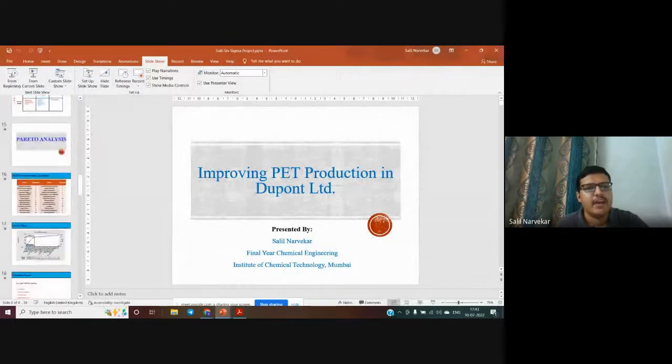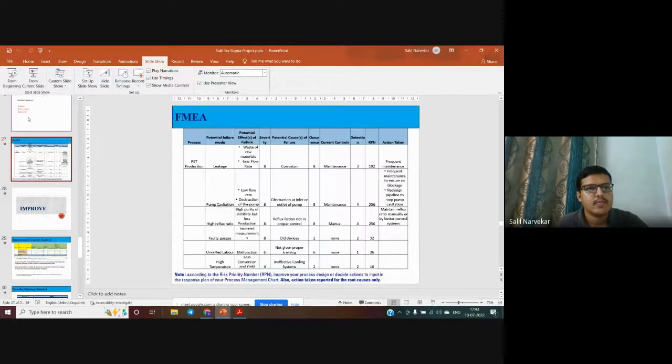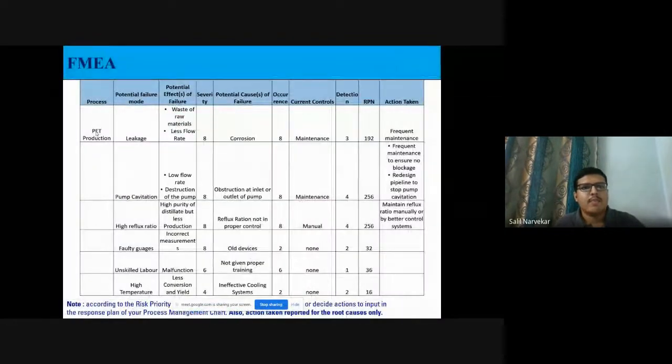An FMEA, a failure modes and effects analysis, was done here. Potential failure modes, some of the highest potential failure modes which were identified in the Pareto analysis, were analyzed. First, we have the potential failure mode.